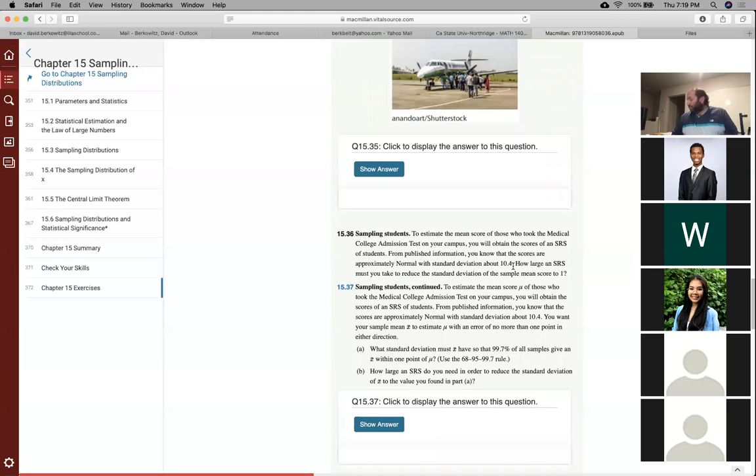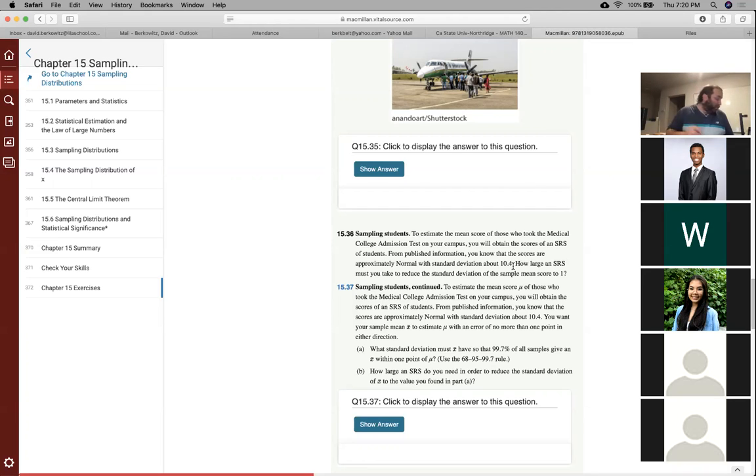Number 37. Go ahead and read, please, number 37. So, to estimate the mean score mu of those who took the MCAT on your campus, you're going to obtain an SRS. You happen to know that the scores are normal with a deviation of 10.4.